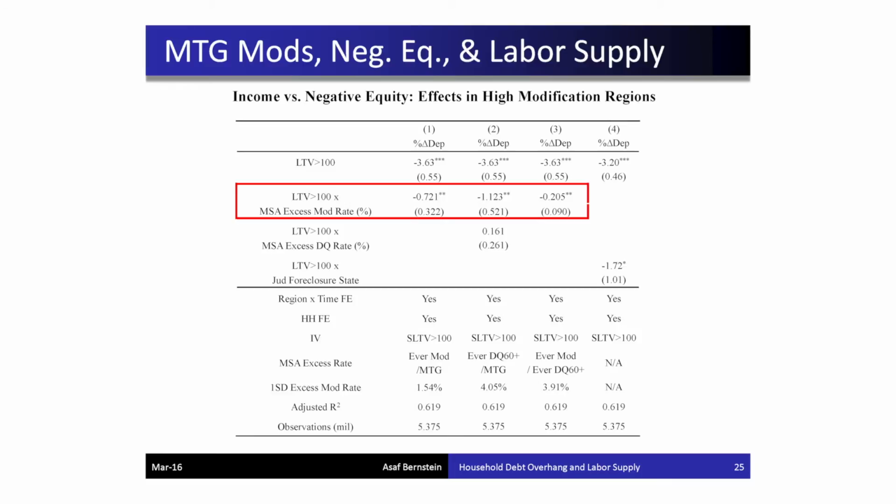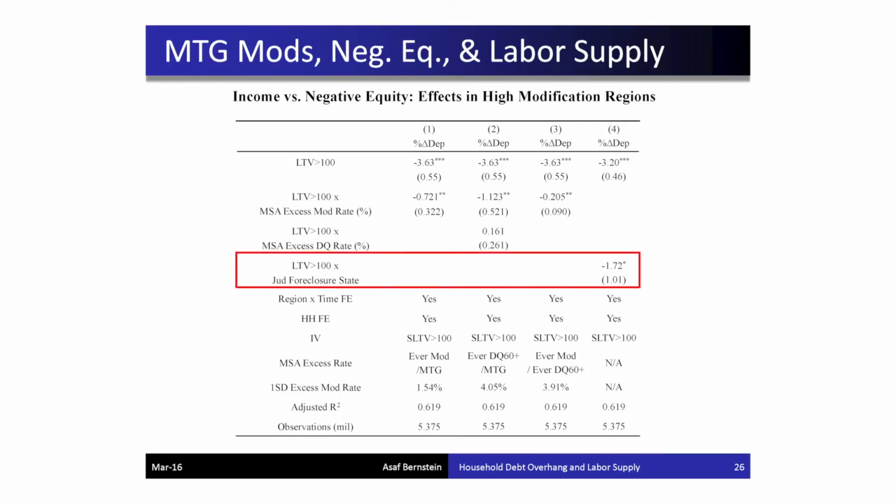And then I can also interact this with regions where modification rates are more prevalent. If you look at regions of the country where you see mortgage modifications, you actually see a larger response to having negative equity, again consistent with it coming via this income-contingent implicit tax channel. And this is true if I control for delinquency rates in those regions, or do it relative to the percent who get a modification of those who are delinquent. I can also look at regions with judicial foreclosure requirements, where you're more likely to get a modification because it's harder to foreclose on you, but the local demand shocks are lower, and you still see a larger response to having negative equity. Again, consistent with the implicit tax channel, okay?